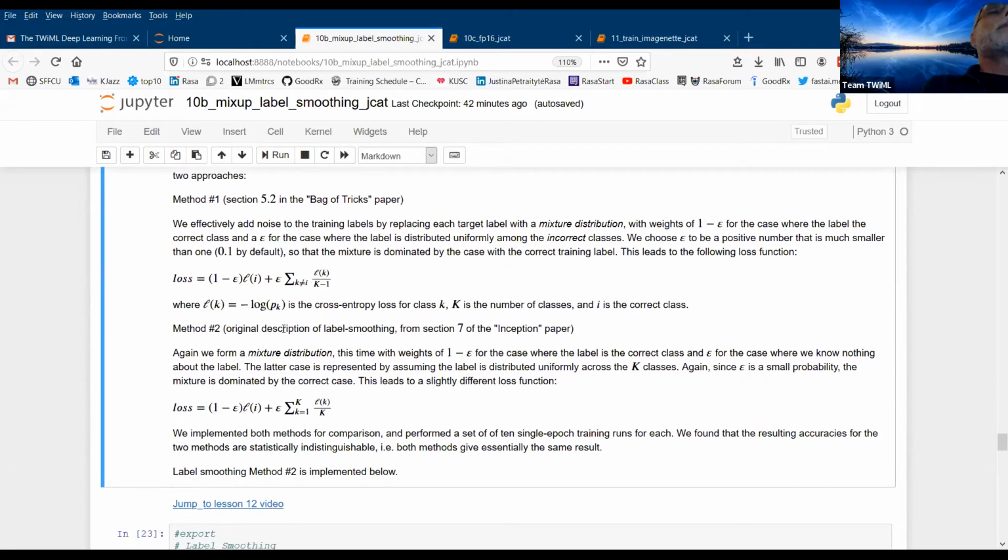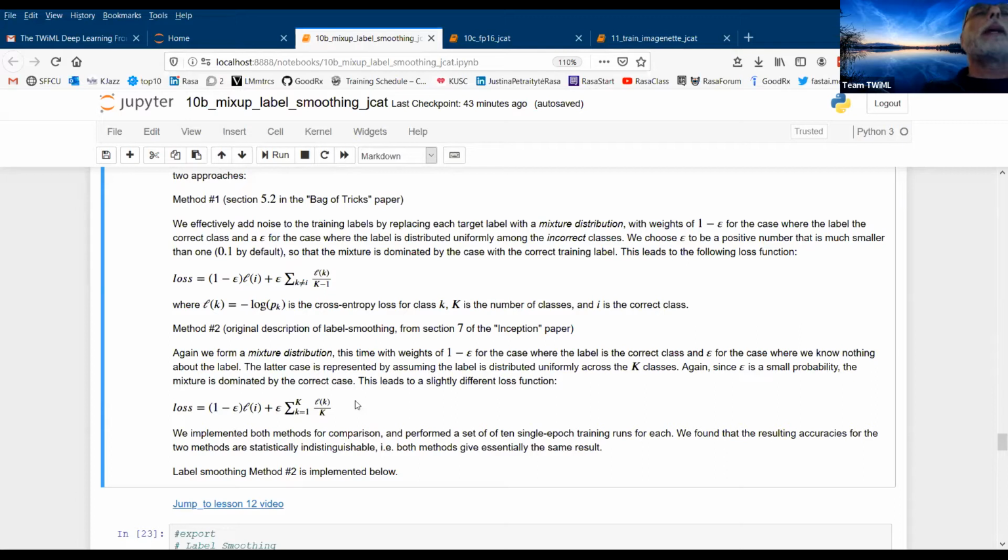Then the second method is slightly different. Instead of forming a mixture distribution with 90% of the correct class and 10% of the incorrect class, you say, well, it's 90% we know the label and 10% we don't know anything about the label. And if you don't know anything about the label, you would tend to set the probability of each label the same. There are k labels, so the probability of any label is 1 over k. So it's really very similar to the first one.